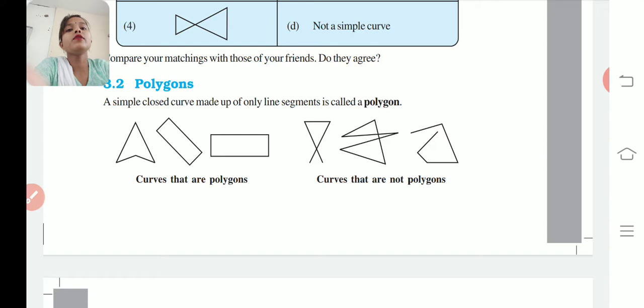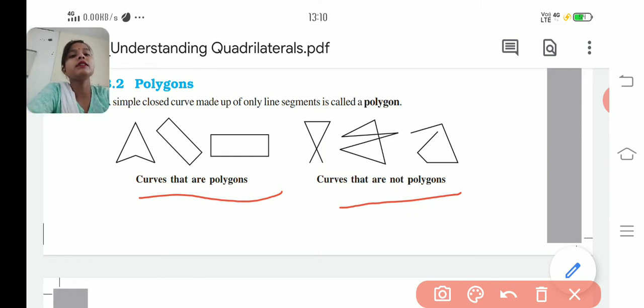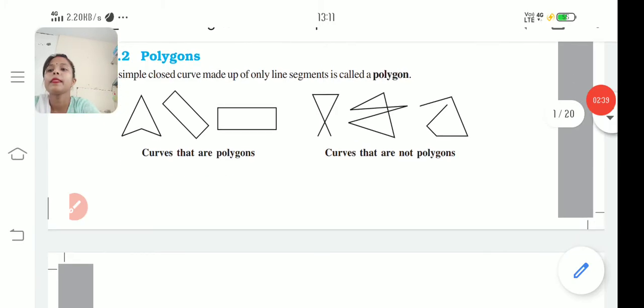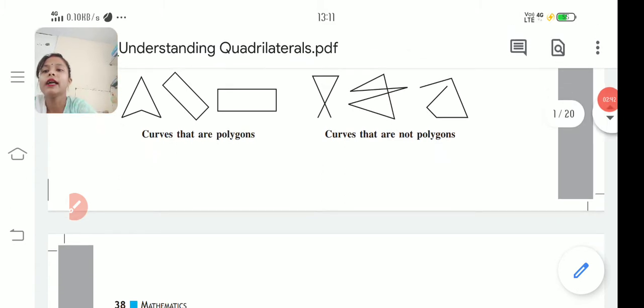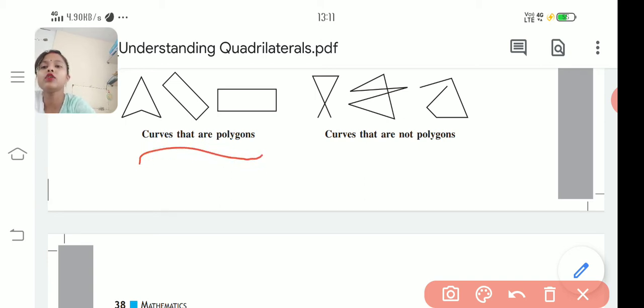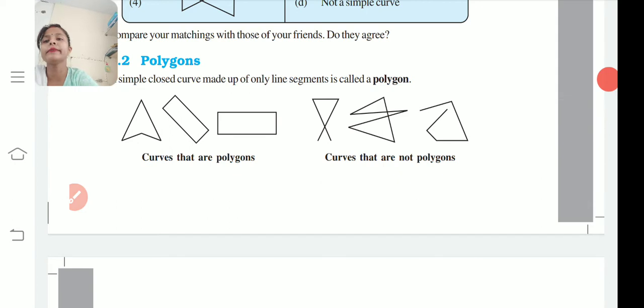Now here you can see the curves that are polygons, and here the curves that are not polygons. These are the curves which are polygons, and these are the curves which are not polygons. After that, as it is clear, a polygon should be a simple closed curve made up of line segments.